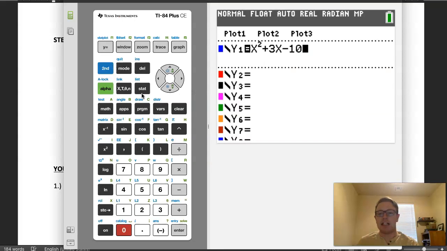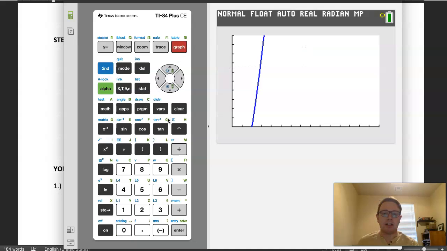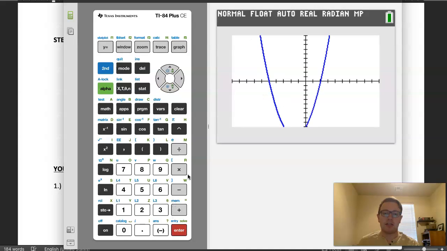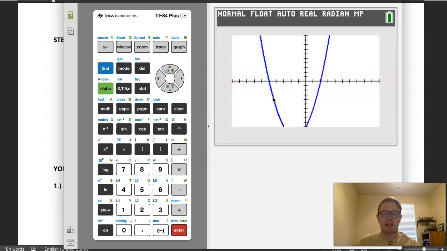Back with that ready to graph. So let's go ahead and hit the graph button. Oh, and it looks like my window was set wrong. How do we fix that? Well, we go to zoom, and we want to move it back out to a standard zoom. So a zoom 6 will get us to where we want. And we see our graph here.